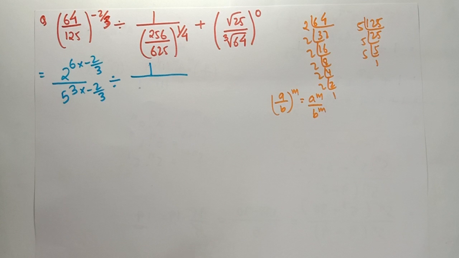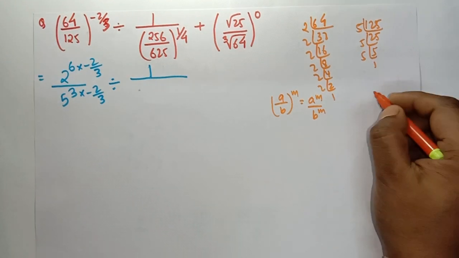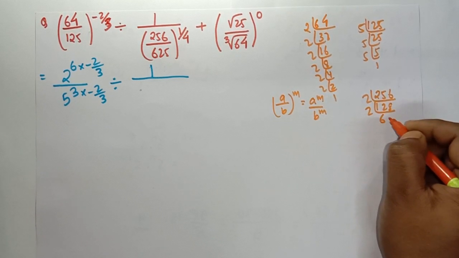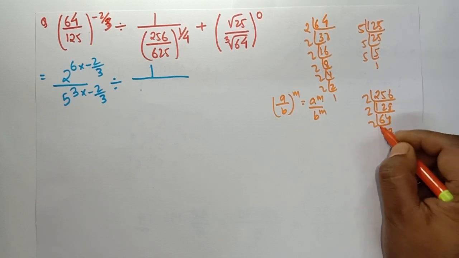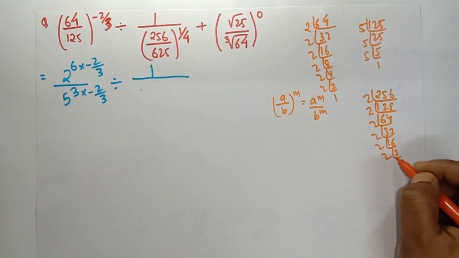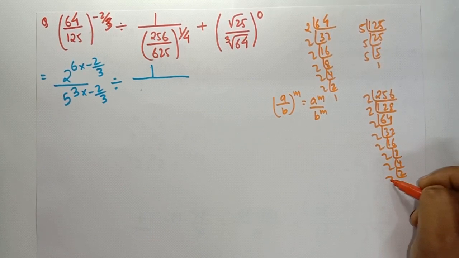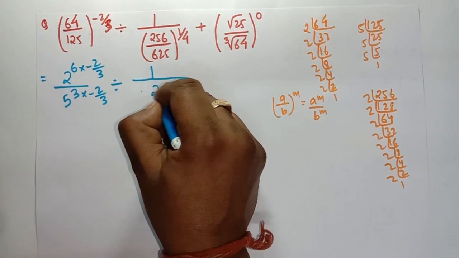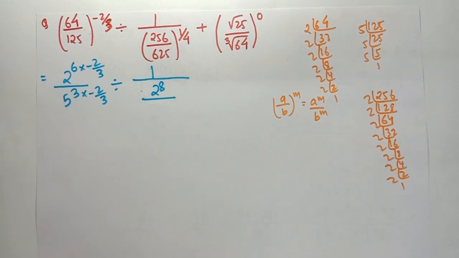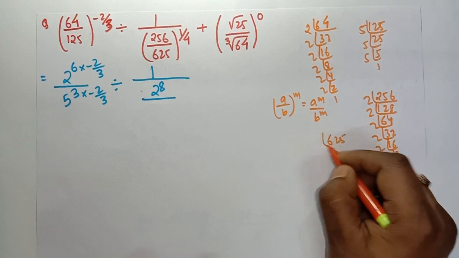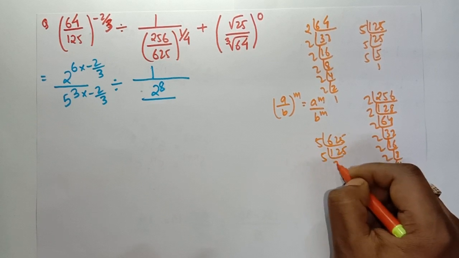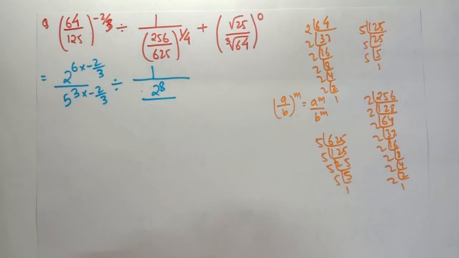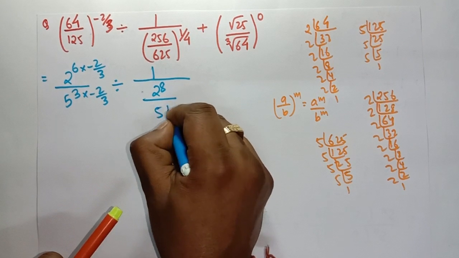Now let's do the factorization of 256. 2 1s are 2, 2 2s are 4, 2 8s are 16, 2 16s are 32, 2 32s are 64, 2 64s are 128, 2 128s are 256. So how many 2s? 1, 2, 3, 4, 5, 6, 7, 8. So it is 2 to the power 8, divided by 625. Now I have to factorize 625. 5 1s are 5, 5 5s are 25, 5 25s are 125, 5 125s are 625. So how many 5s? 1, 2, 3, 4. That means I can write this as 5 to the power 4.